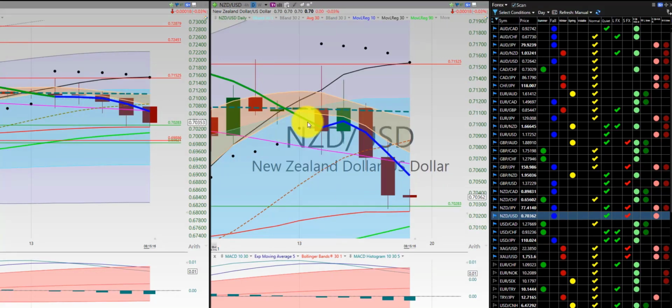Zealand US dollar, no trade here, no trade here below red Heikin Ashi, no trade here, Heikin Ashi above. This is also red, and then the 1-2 here, close out the week.